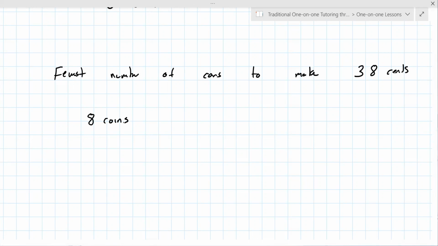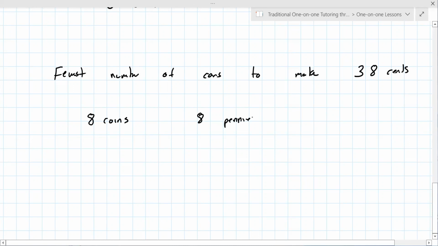So you need 8 pennies. Okay, 8 pennies. You have 1 nickel. Okay, 1 nickel, and that's it. So 8 pennies is 8 cents. Do you agree with that? Yeah. 1 nickel is 5 cents. How many cents does that add up to?